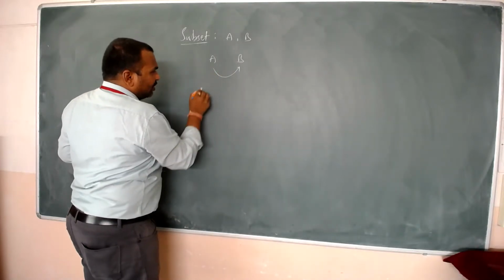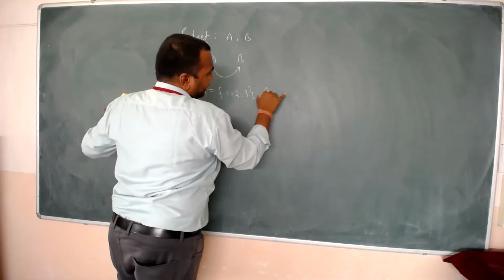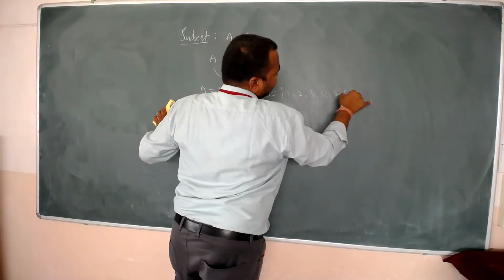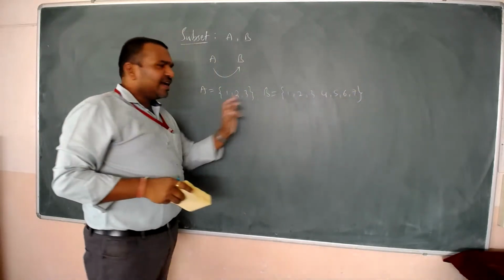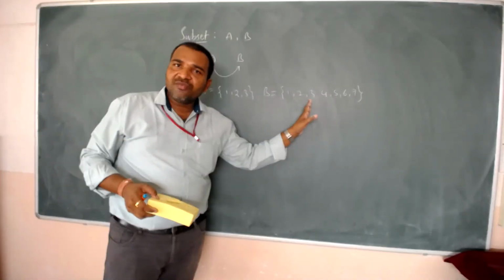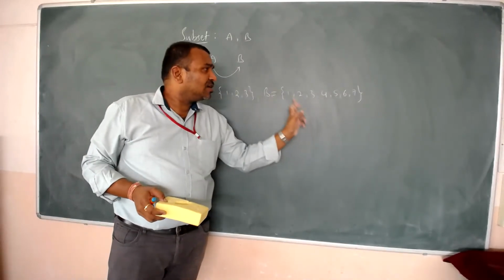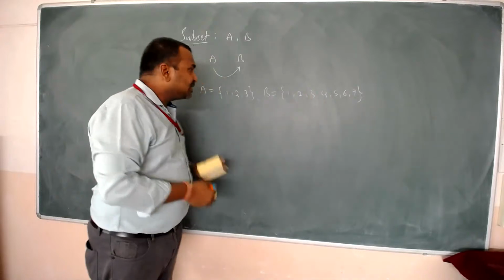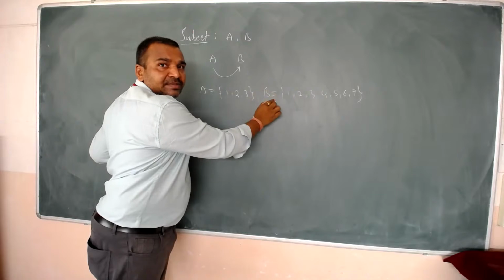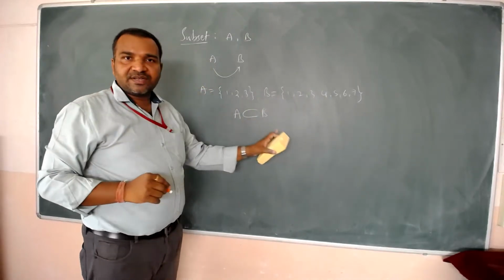For example, I am taking A equal to {1, 2, 3} and B equal to {1, 2, 3, 4, 5, 6, 7}. Here, A and B are two sets. Every element of capital A is also an element of capital B. What are the elements in A? 1, 2, 3. Those 3 elements are there in the second set also. That's why we can say A is a subset of B. The symbol for subset is like this.